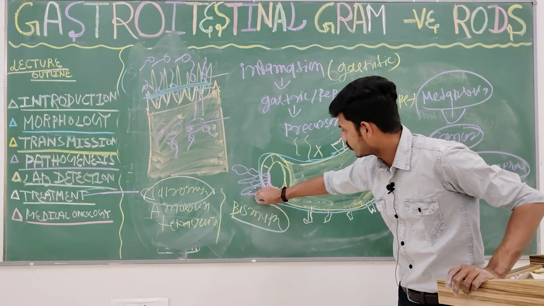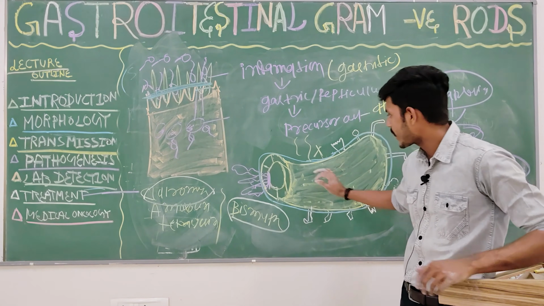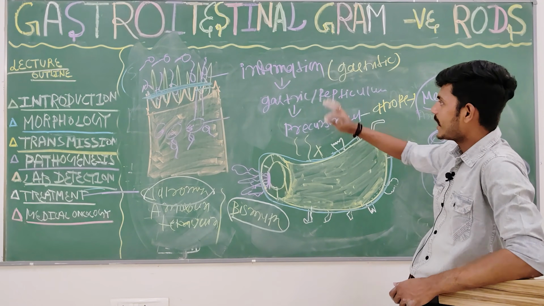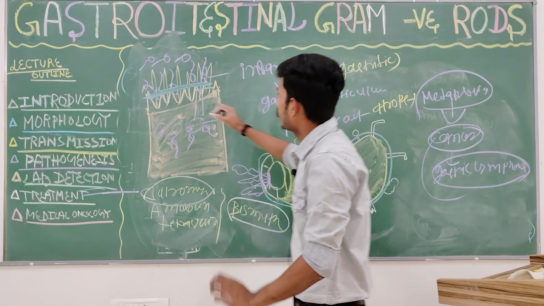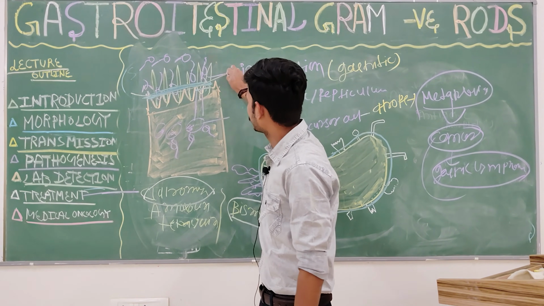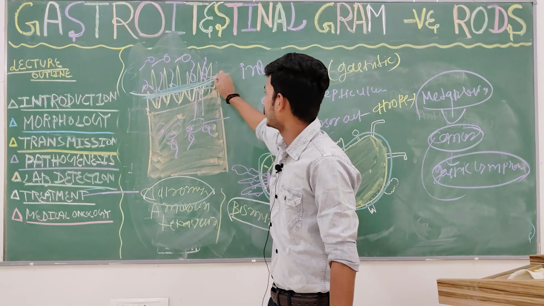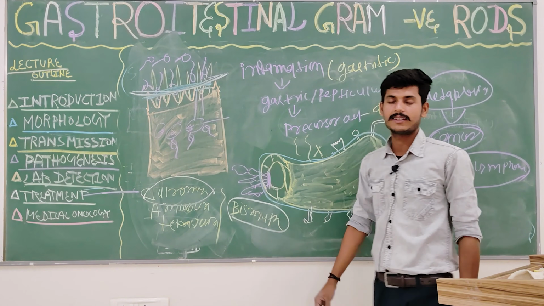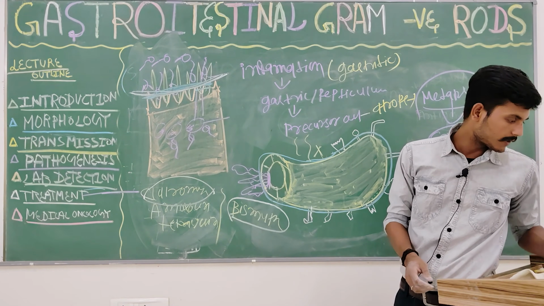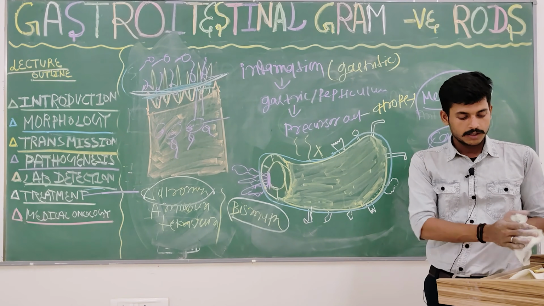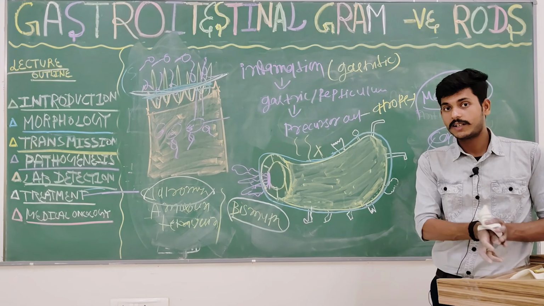Bismuth provides a protective lining over the GIT mucosa, a layer. Okay, and this layer is not invaded by H. pylori. So the gastric mucosa becomes safe. Okay, gastric mucosa becomes safe. So I hope you are clear with this concept.